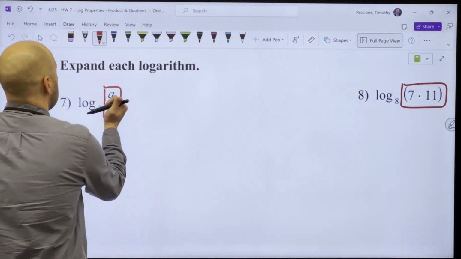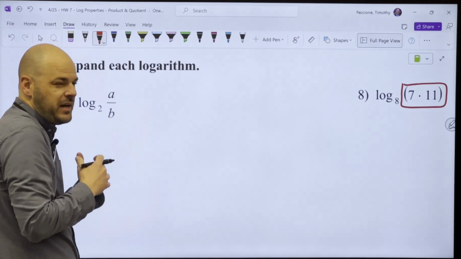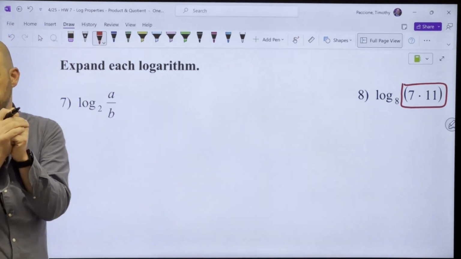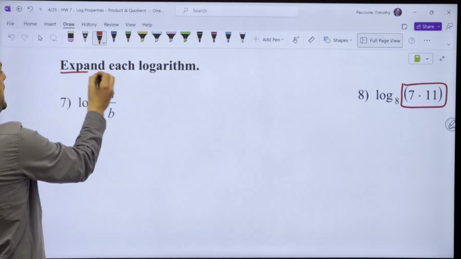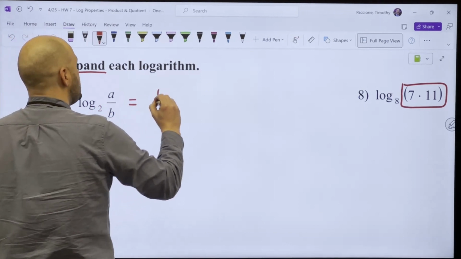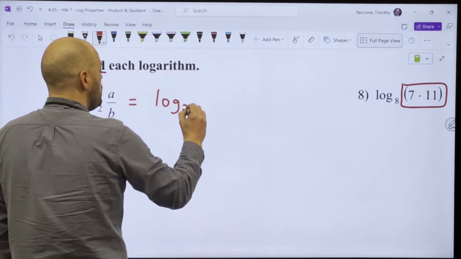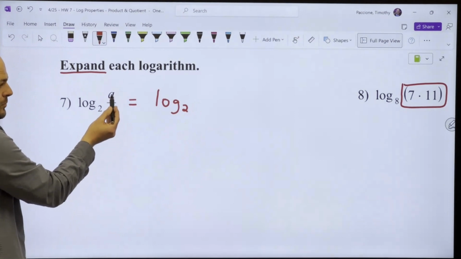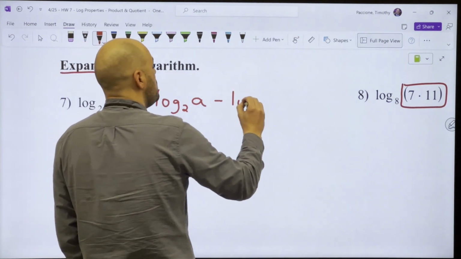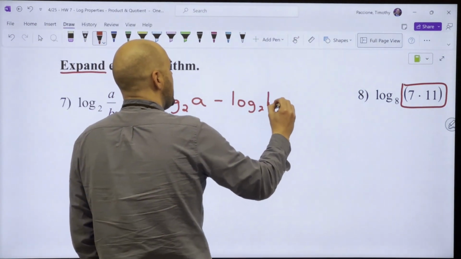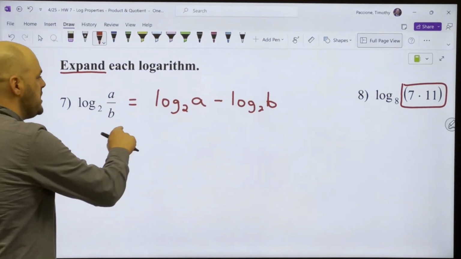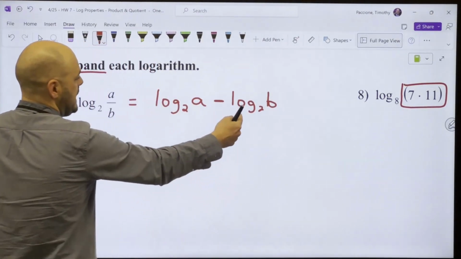For instance here, and remember it's about expanding the log or condensing. Expanding means pull apart, condensing means bring it into one. This is asking you to expand, so it's pulling apart into multiple logs. You keep the base for both, so I'd say log base 2, but then I take the numerator, and then I would subtract the same log, but with the denominator. Okay? That's the basic rule. Division becomes subtraction outside. See how this is outside the log?